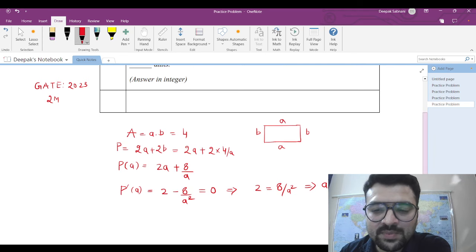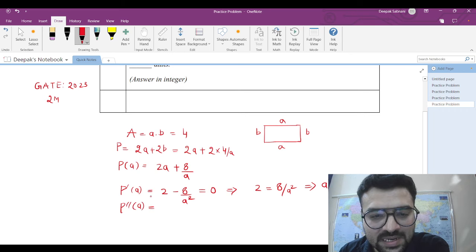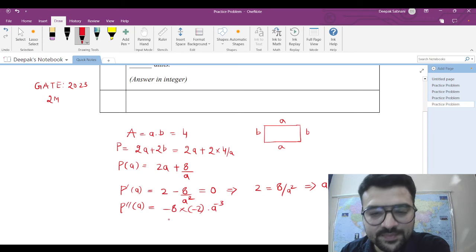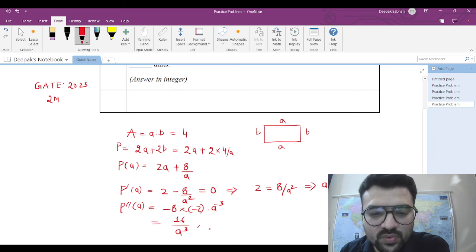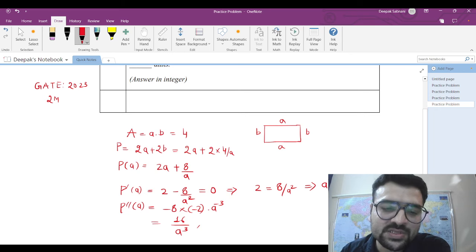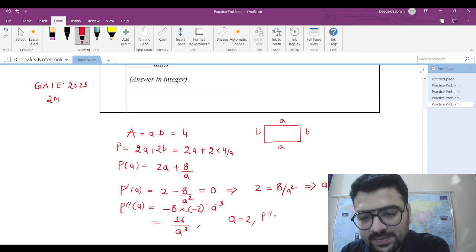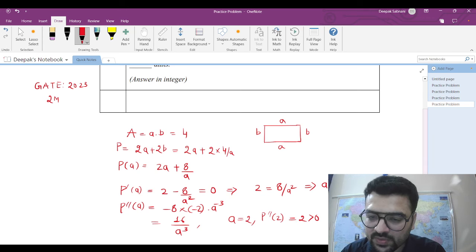I have to find the minimum perimeter. So I'll check double derivative, at which point double derivative is positive. So P double dash A will be, from P dash A, then P double dash A is 0 minus 8 into minus 2 into A to the power minus 2 minus 1, that is minus 3. So this is 16 by A cube. Okay. So when you put A equal to 2, you will get a positive value, that is 2. And if you put A equal to minus 2, you will get minus 2. So that is negative. So at A equal to 2, I am getting double derivative as positive, that is 2. So it is the point which is corresponding to minimum.